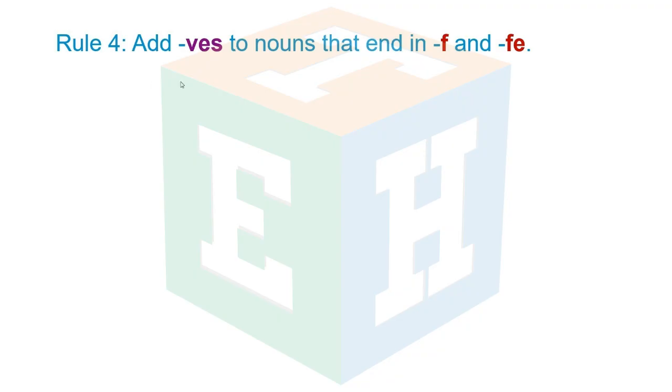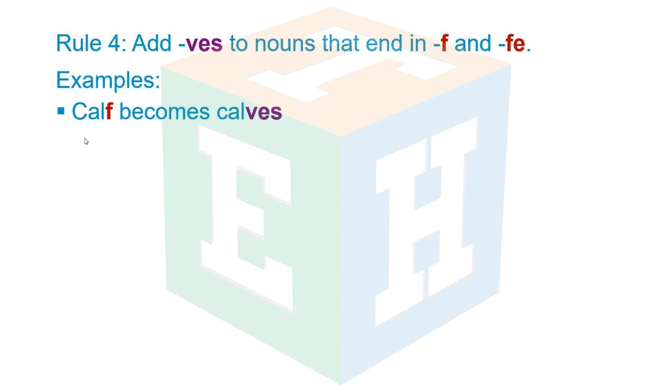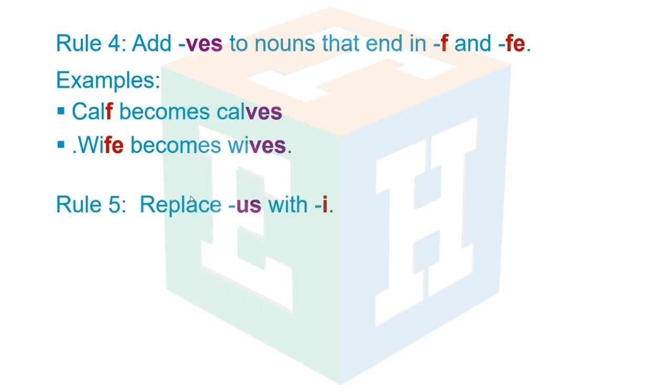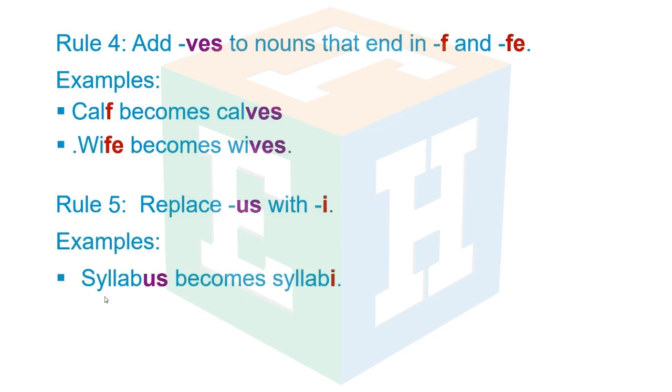Rule 5. Change f and fe to ves for nouns that end in f and fe. Examples: calf becomes calves. Wife becomes wives. Rule 6. Replace us with i. Examples: syllabus becomes syllabi. Alumnus becomes alumni.